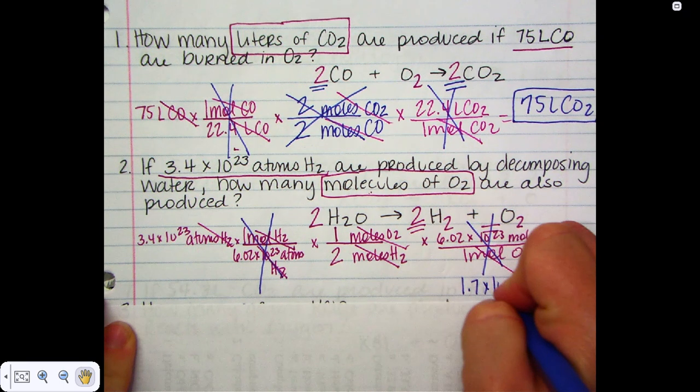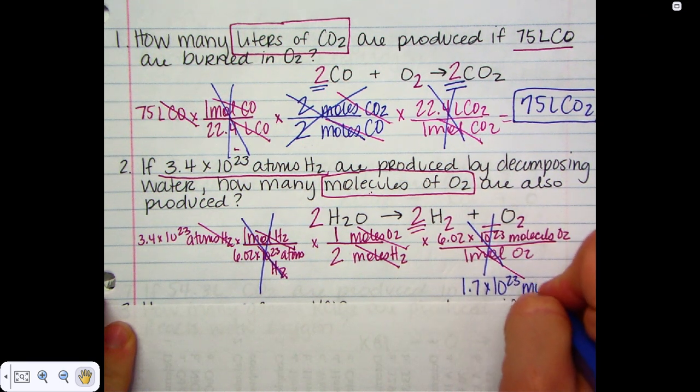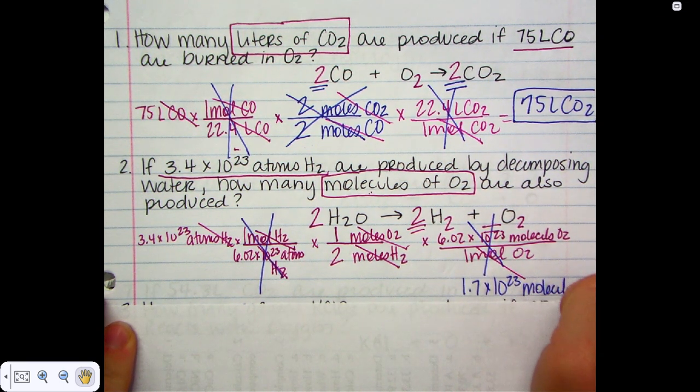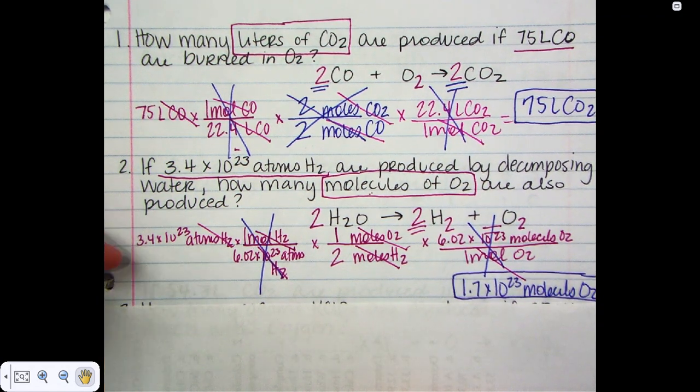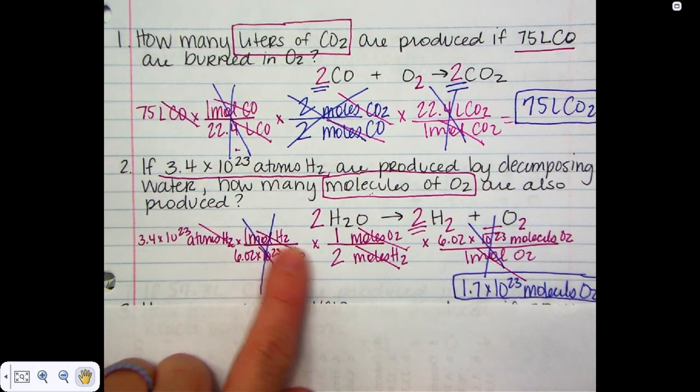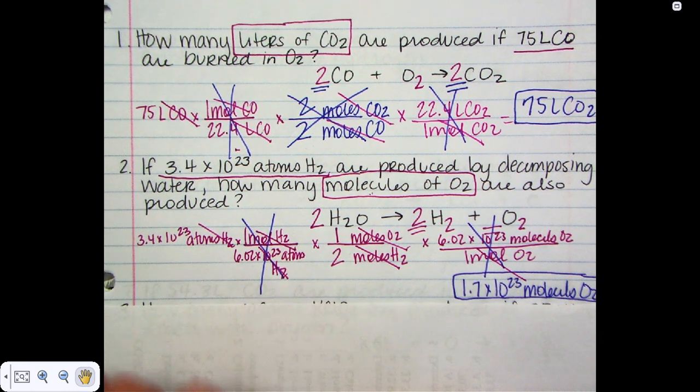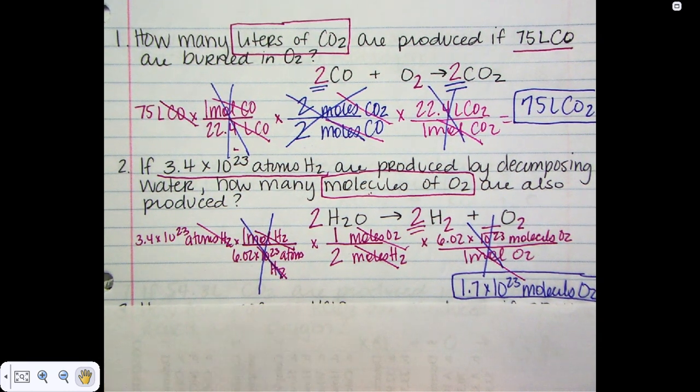1.7 times 10 to the 23rd molecules O2. Remember that at each step, you should have number, unit, substance, number, unit, substance. If you do that, you're going to be less likely to make a mistake by putting one of your conversion factors or part of your mole bridge in the wrong place.